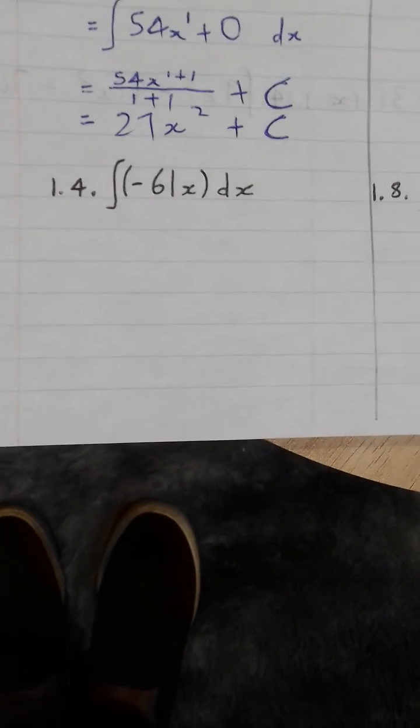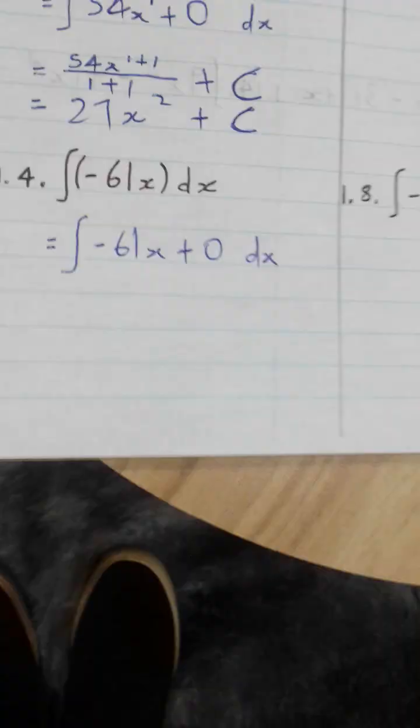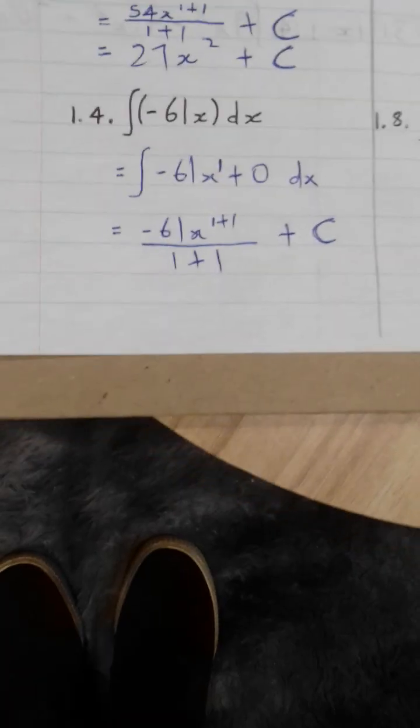1.4, the integral of negative 61x with respect to x. So remember, integral of negative 61x plus 0 with respect to x. So this is going to be negative 61. Remember, when the exponent is not there, it's 1. X to the power of 1 plus 1. The term over 1 plus 1 plus the integral of 0 is a constant.